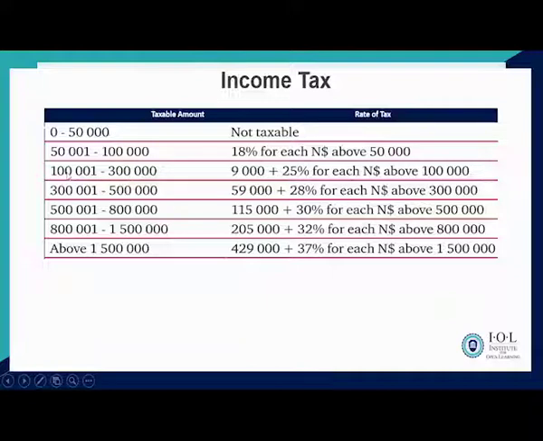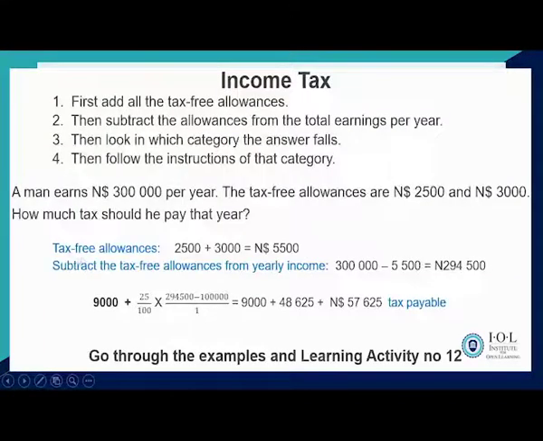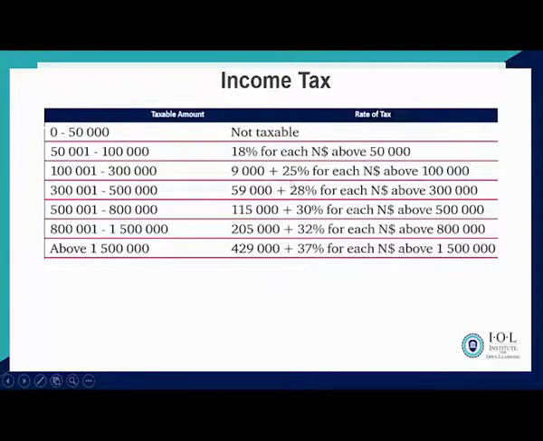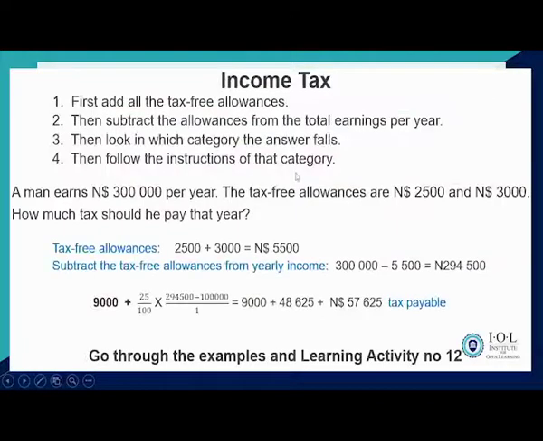It's when your income is more than 100,000 up to 300,000. Then you pay 9,000, so check out that third column, 9,000 plus 25% of the rest, which is above 100,000. Where do I get the 100,000? At the beginning of the row. So we just work out that 25%. Where did I get that? In the third row, 25% of what is above 100,000.